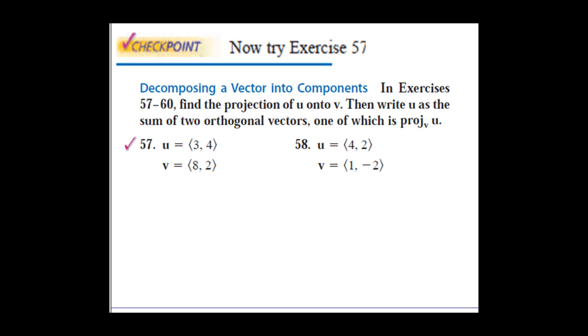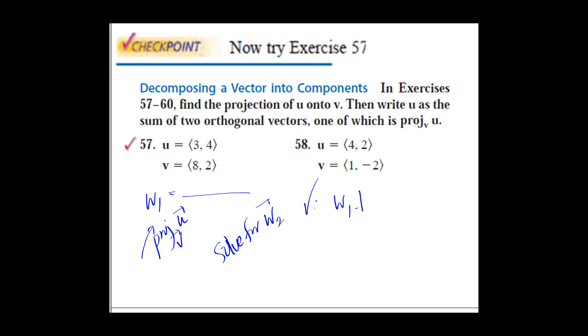All right, go ahead and try exercise 57 in your notes. Make sure you find w sub 1 is equal to something. Remember, that's the projection of u onto v. And then solve for w sub 2. Check two things. Number 1, is w sub 1 really perpendicular to w sub 2? Check number 2, is u really the sum of vector w sub 1 plus vector w sub 2?